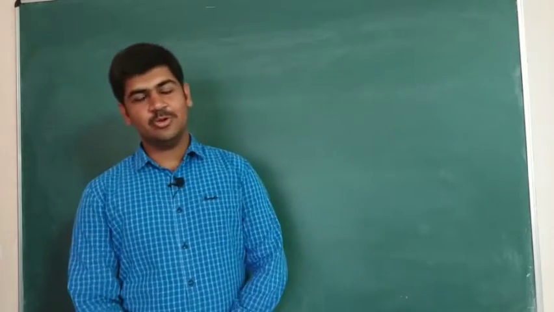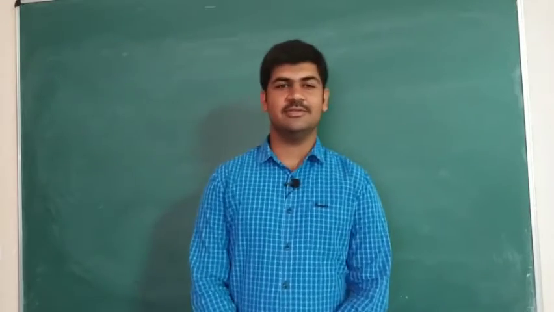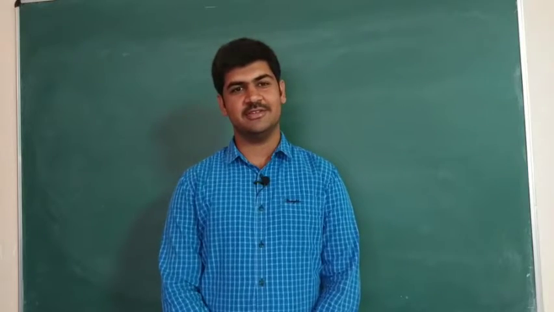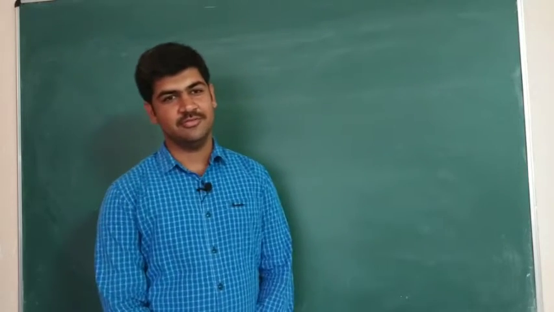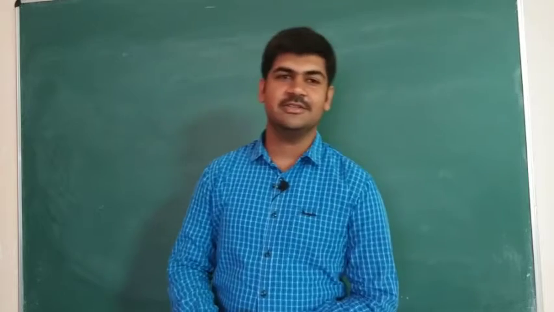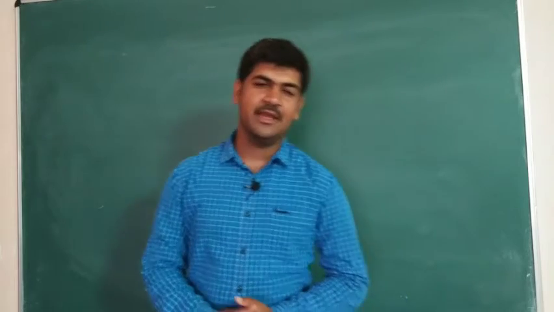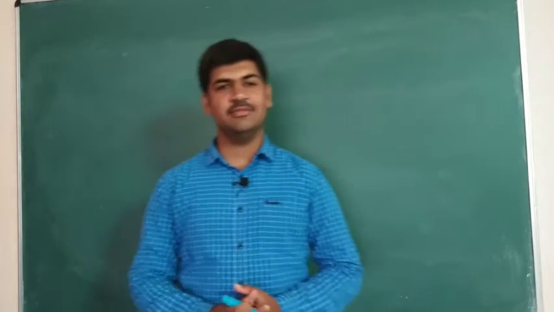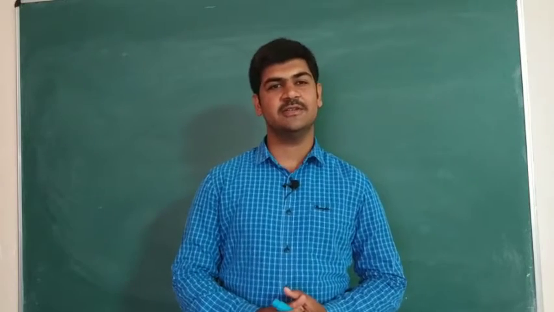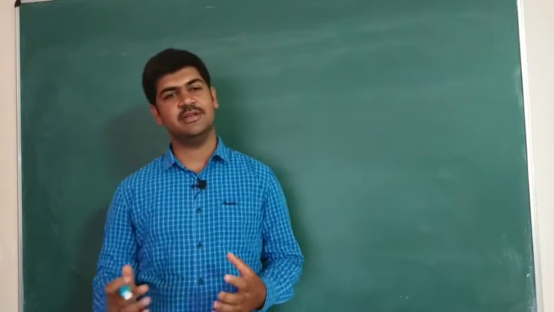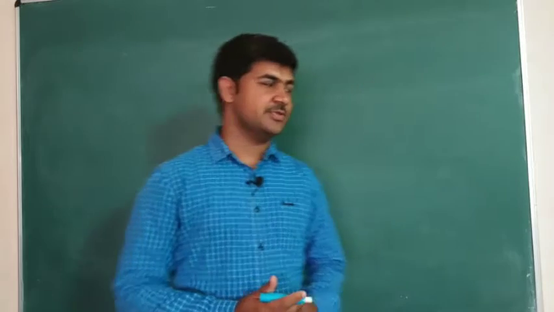We have studied two theorems about symmetric and skew symmetric matrices. The third theorem now we are going to study here, and the statement of the theorem is any square matrix can be expressed as sum of a symmetric and a skew symmetric matrix. So here we go.